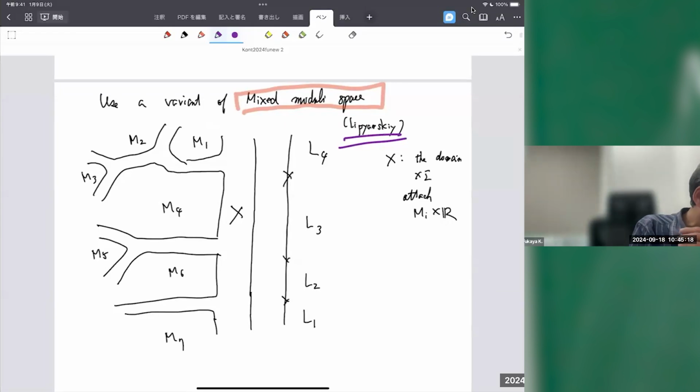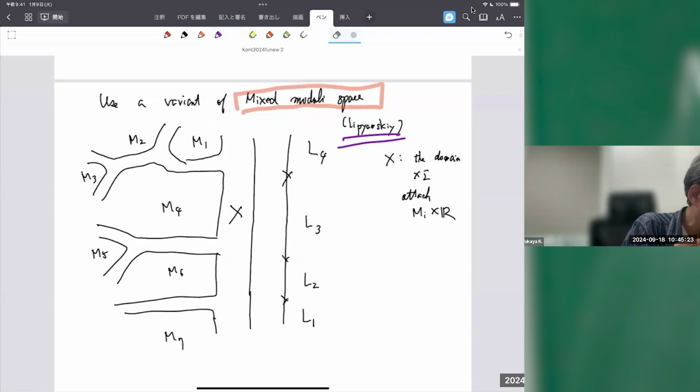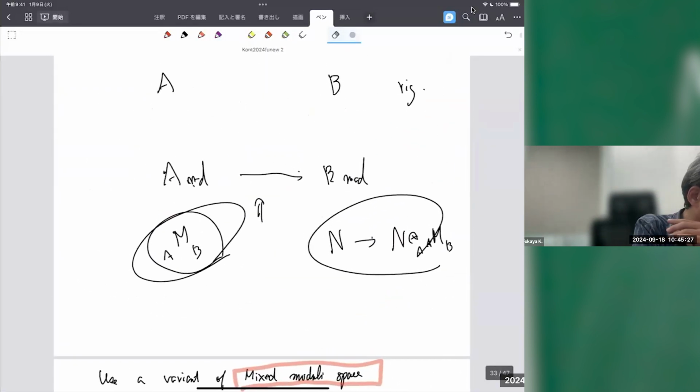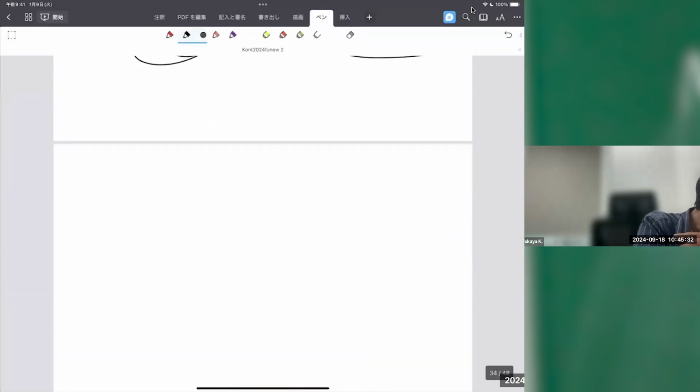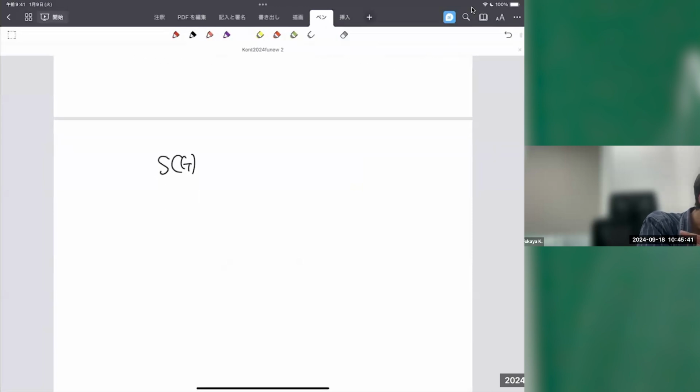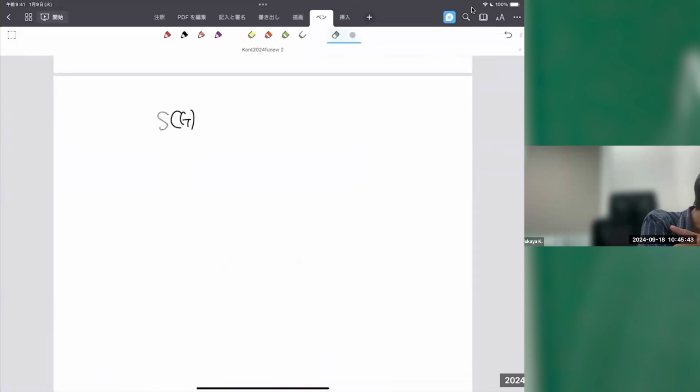So we have this picture. Maybe you don't see what I'm writing. So in our situation, you need me to construct the A-B bimodule, right? So we want to construct a G sigma, S sigma bimodule.